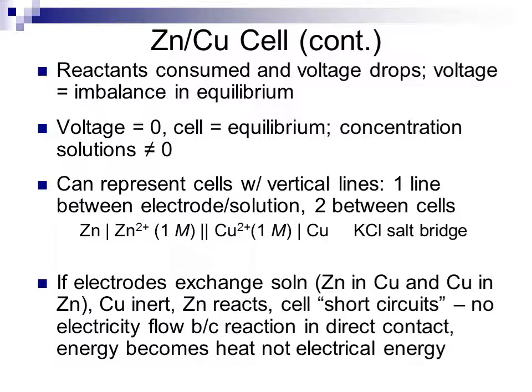If the electrodes were to exchange solutions, if I put the zinc into the copper solution and the copper into the zinc solution, the copper would be inert, nothing would happen to it, but the zinc would react directly with the copper solution, and the cell would, quote-unquote, short circuit. There would be no flow of electricity because the reaction would be occurring directly at the electrode, where we're going to be consuming the zinc and producing the copper. And in this case, the energy would just be lost as heat, not produced as electrical energy. So when you have a short circuit, that's generally because you have direct contact between your reacting half cells, and so you lose the conductivity that you normally would have because of the separation of the half cells.